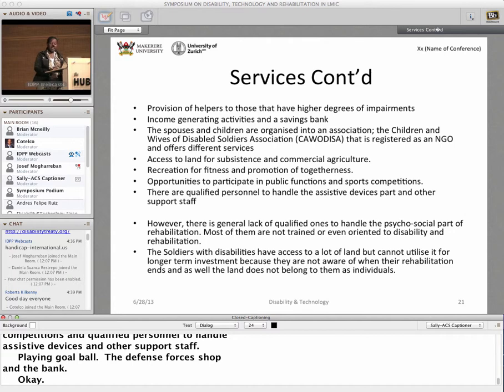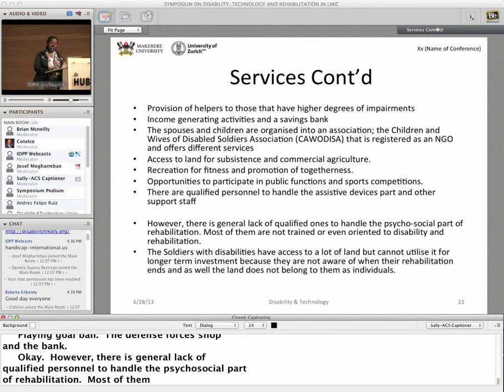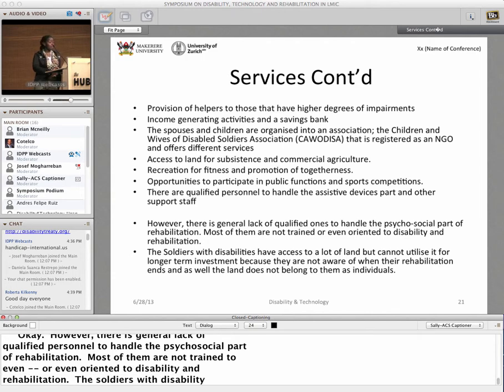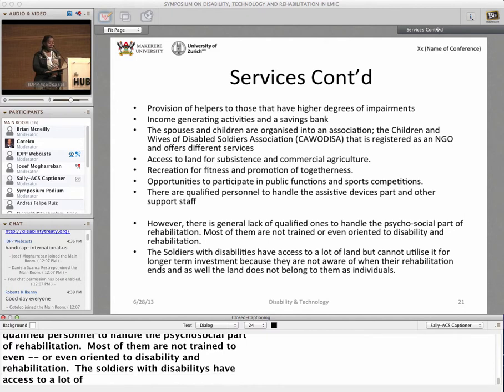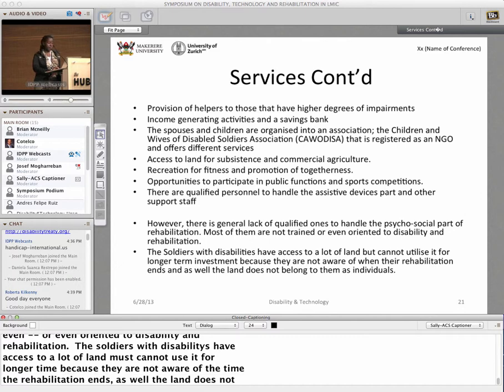However, there is general lack of qualified personnel to handle the psychosocial part of rehabilitation. Most of them are not trained or oriented to disability and rehabilitation. The soldiers with disabilities have access to a lot of land but cannot utilize it for longer term investment because they are not aware of the time the rehabilitation ends. As well, the land does not belong to them as individuals.